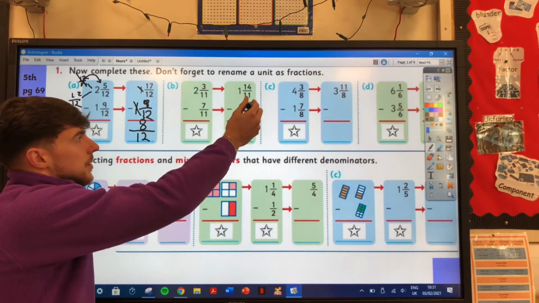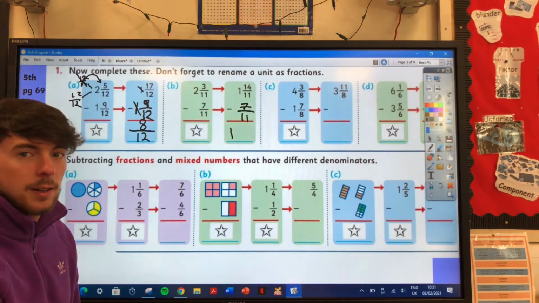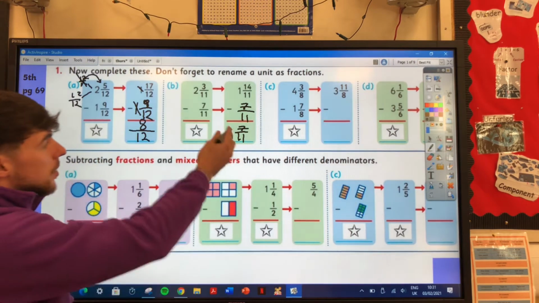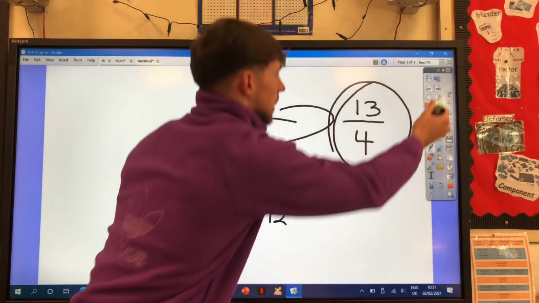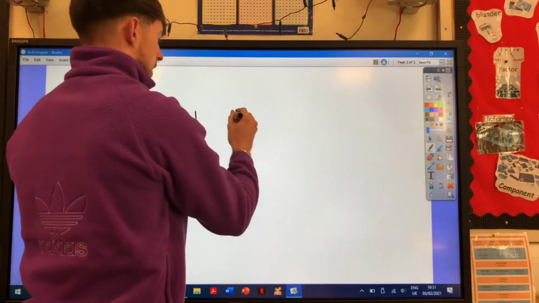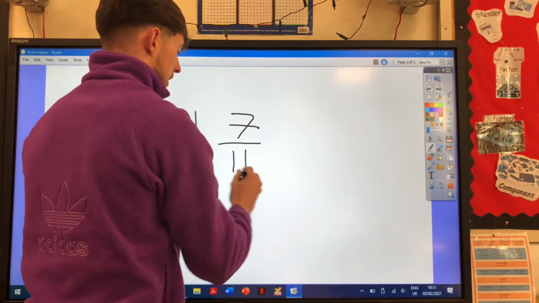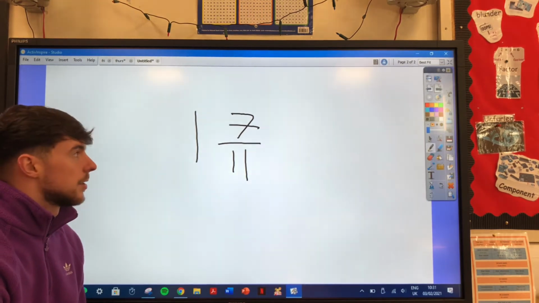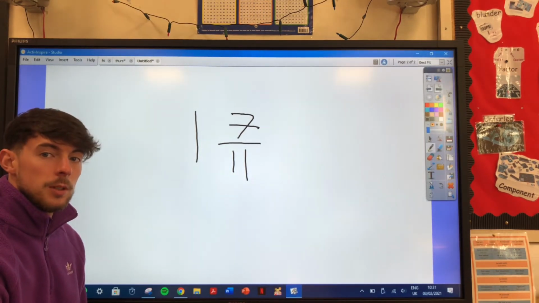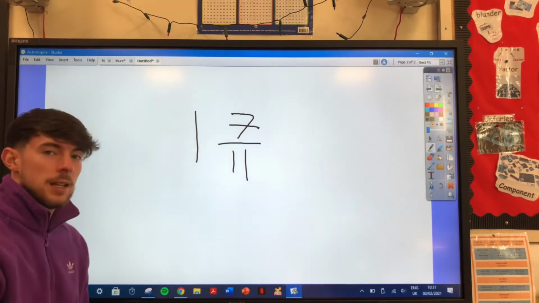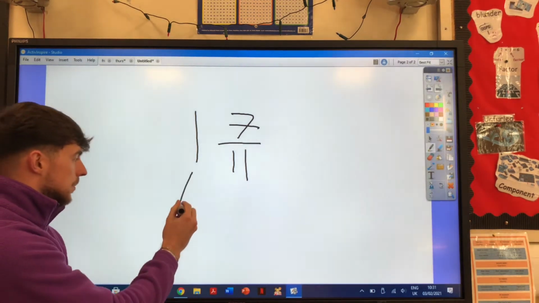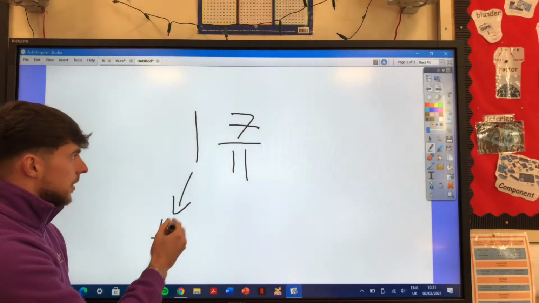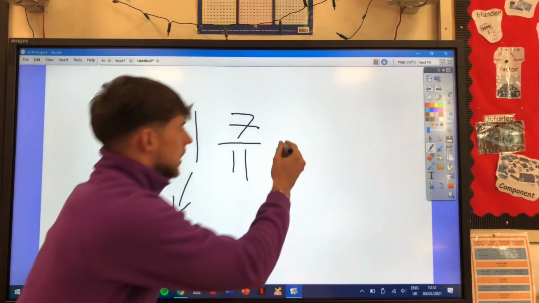And if we take away our 7 from our 14, what do we get? 7, don't we? 7 over 11. Now, we have 1 and 7/11ths. So 1 and 7/11ths. How can we change that into an improper fraction? What can we do? So we have 1 here. This 1 stands for what? This 1 stands for 11 over 11. So if we were to add on our 11 onto the top, what will we get?